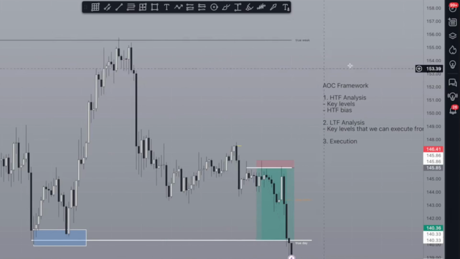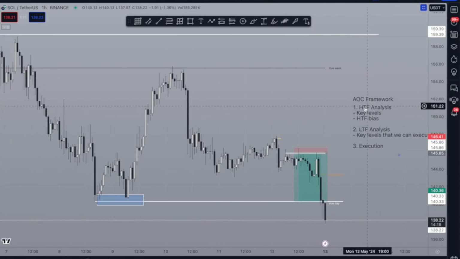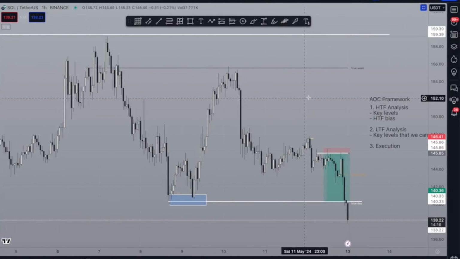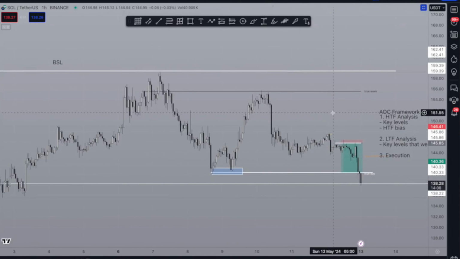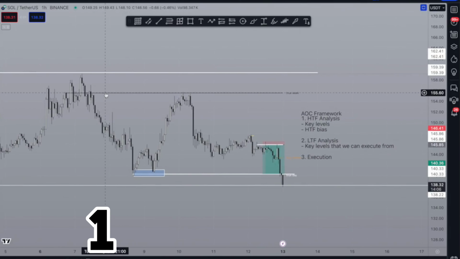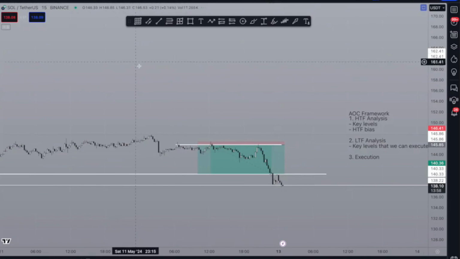So let me break down the trade that I took yesterday and walk you through step by step what I did in order to determine that this was a good trade and how I managed to get 10R in about 10 hours. Starting off on the higher time frame, my higher time frame in this case is the 1-hour chart. A question that some of you might have is, how did I determine my higher time frame? Well, it starts with your lower time frame.